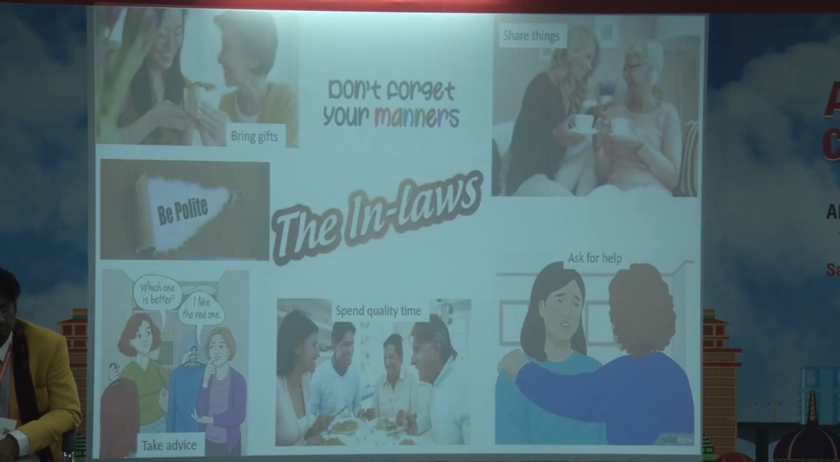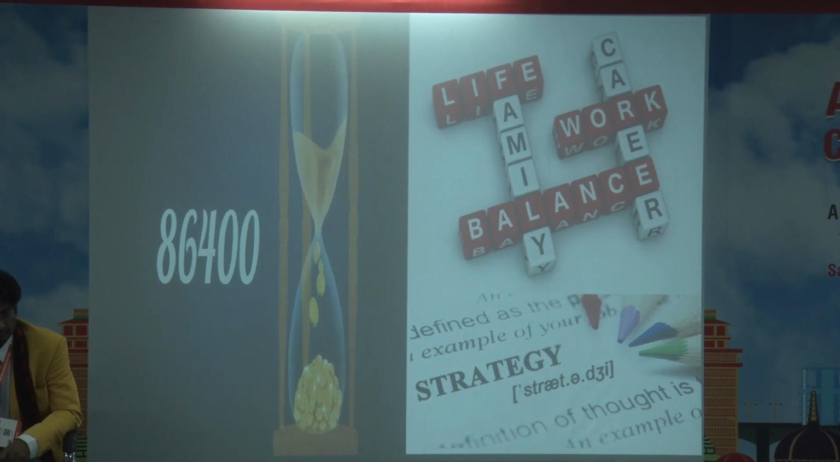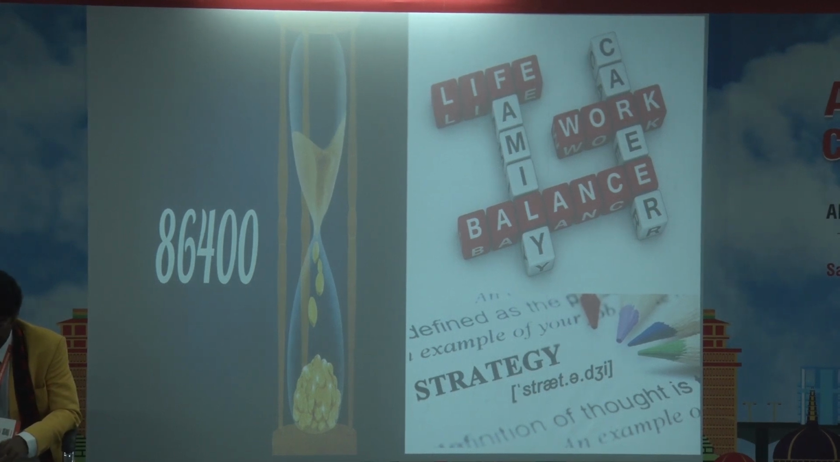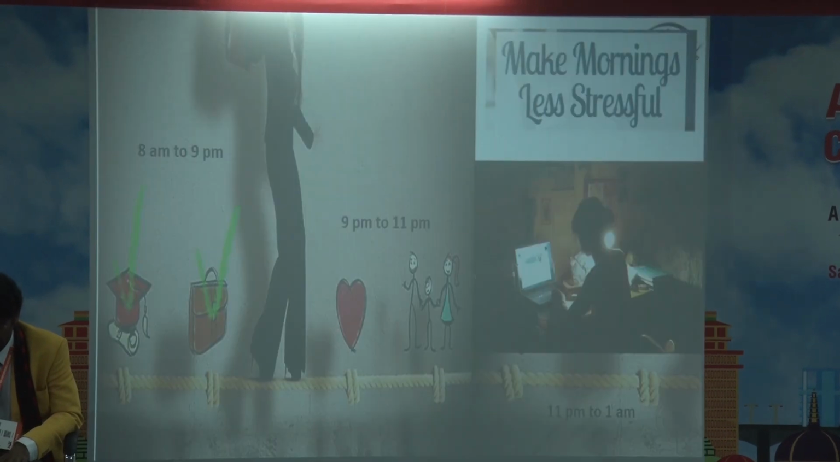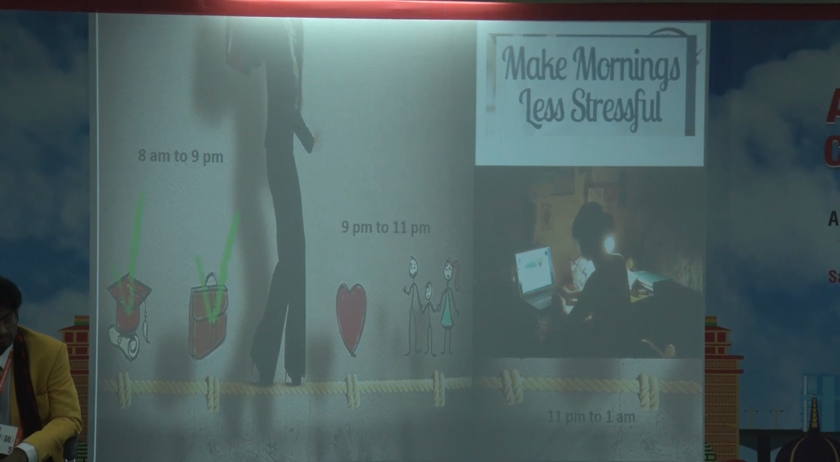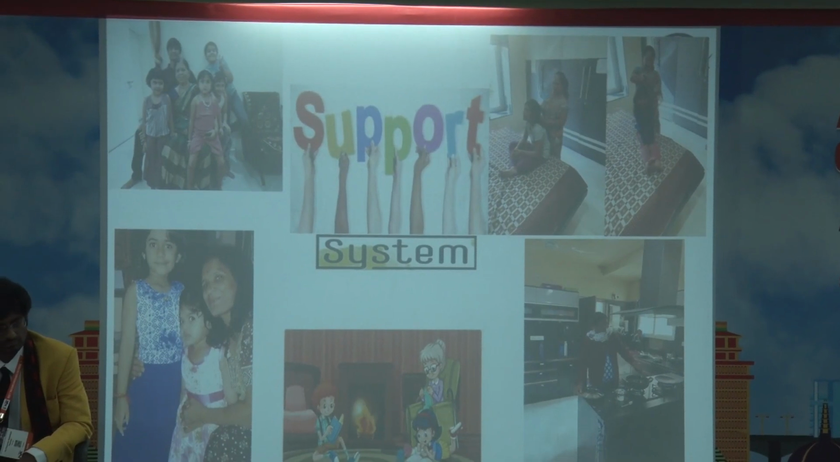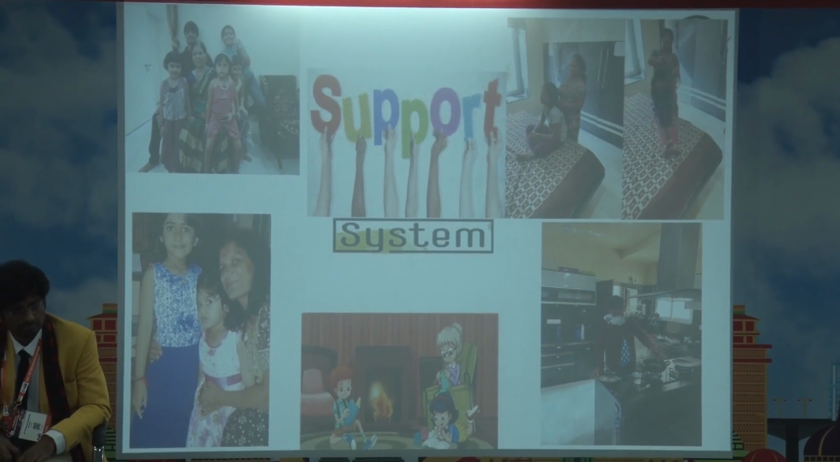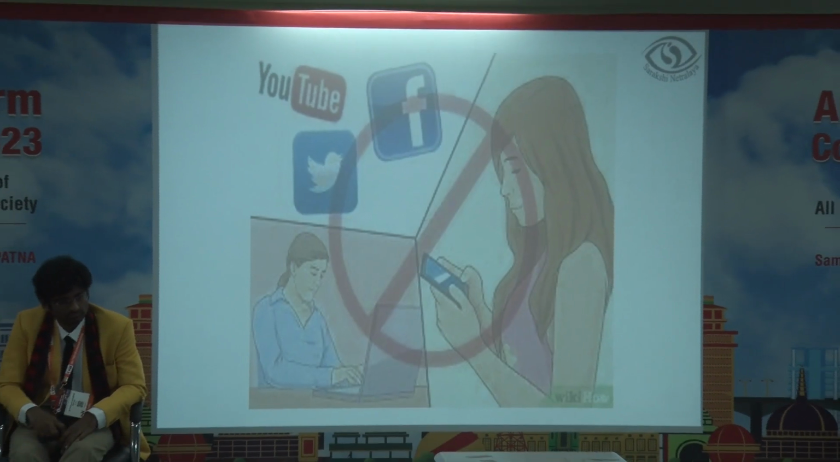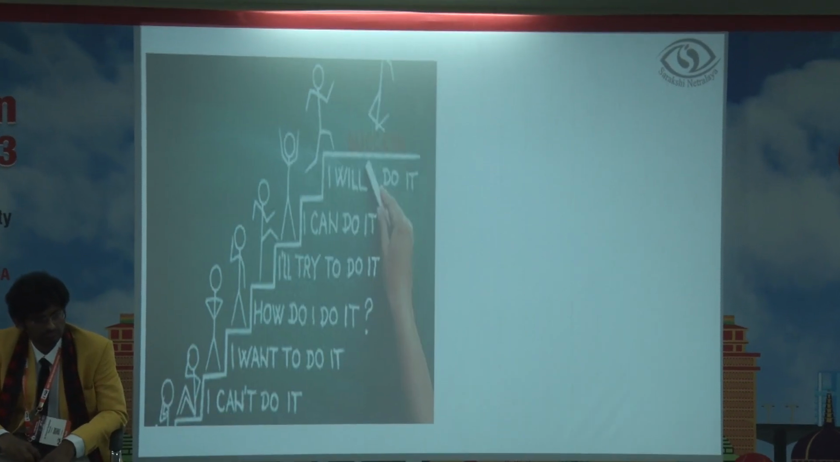Always keep your in-laws in the loop and share your dreams with them also. But remember, you only have 86400 seconds in a day. So you need to strategize how to balance your life, work, and career. Make your mornings less stressful, work after your family time, study after your family time. Create a support system around you for the household work. Avoid social media during your learning time.